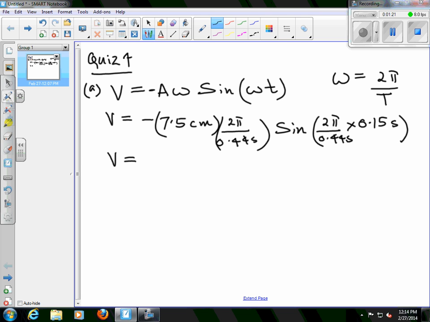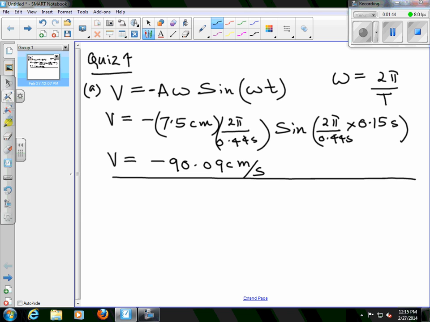Okay, now if you plug these values into your computer, this is what you end up having: negative 90.09 meters per second. Sorry, centimeters per second, because we are in centimeter scale right now. That is v.